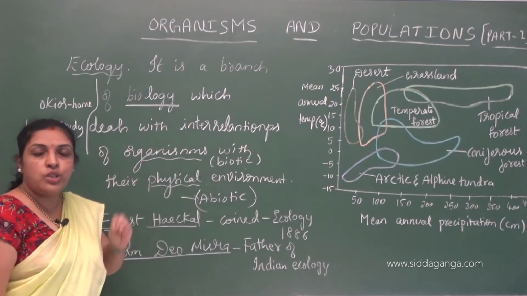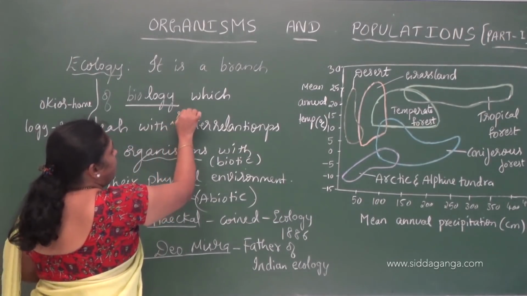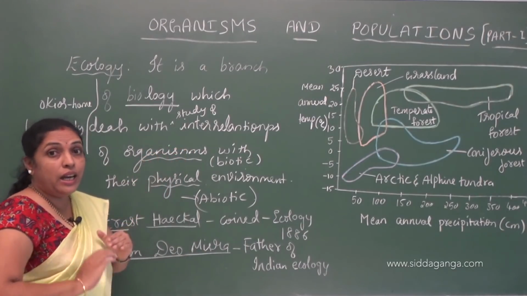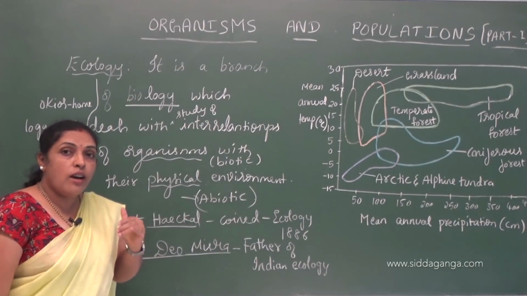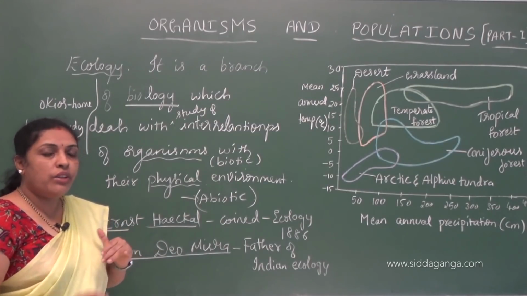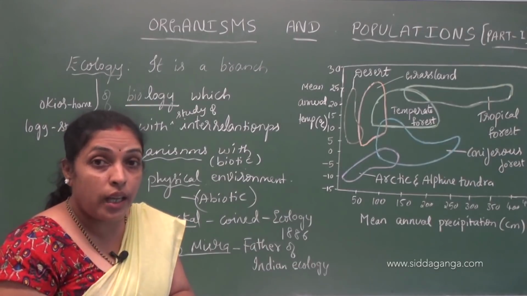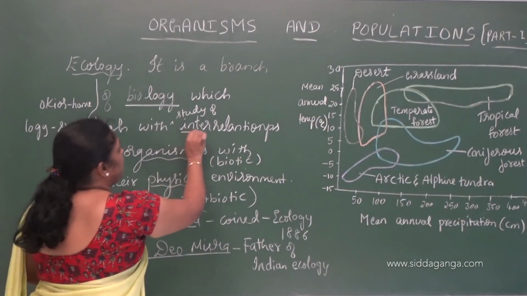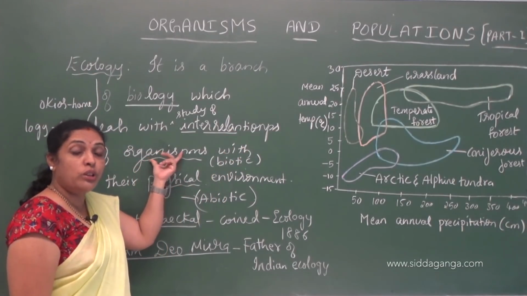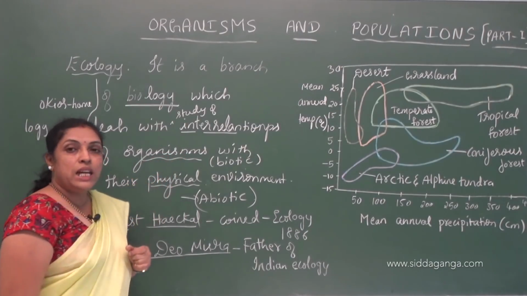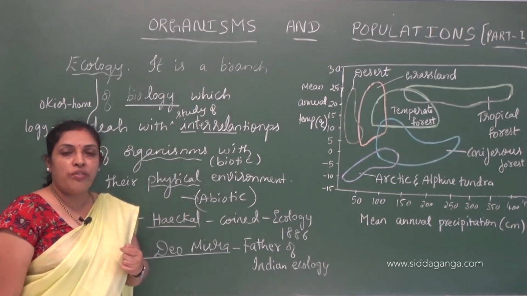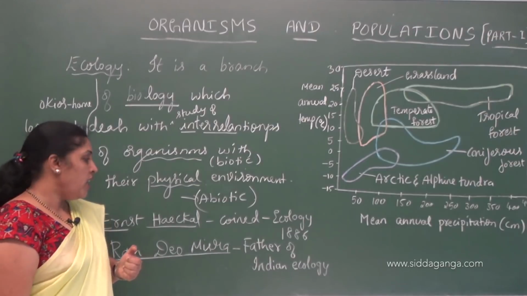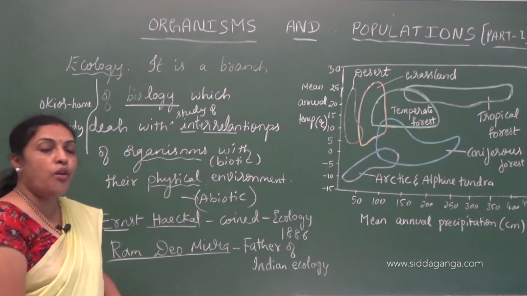So ecology is a branch of biology which deals with the study of interrelationships of organisms. Interrelationships include both intra, interactions within the same species, and inter, interactions between different species, with their physical environment. Physical includes abiotic factors like light, temperature, soil and water. Ernst Haeckel coined the term ecology in 1886 and Ramdeo Mishra is considered the father of Indian ecology.